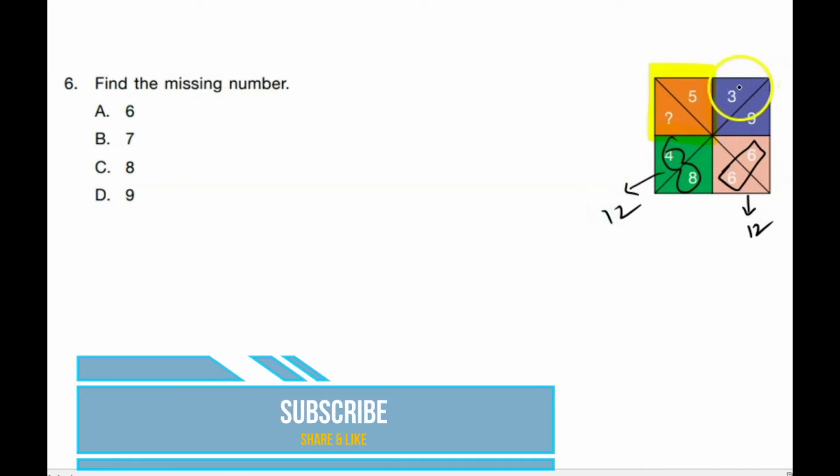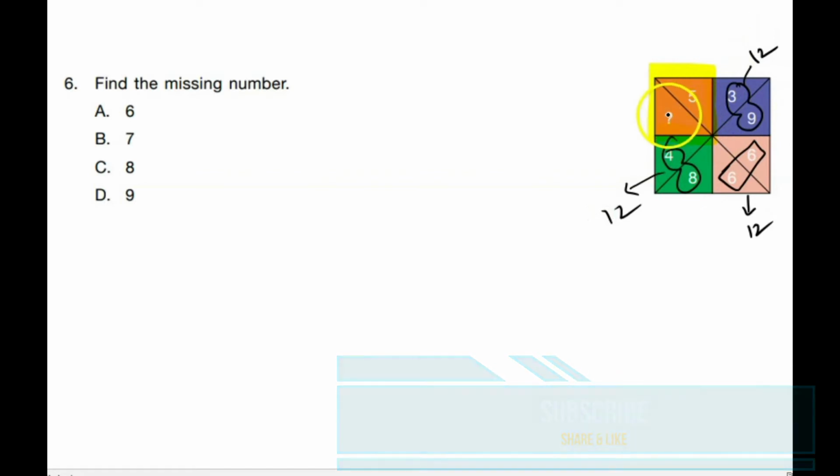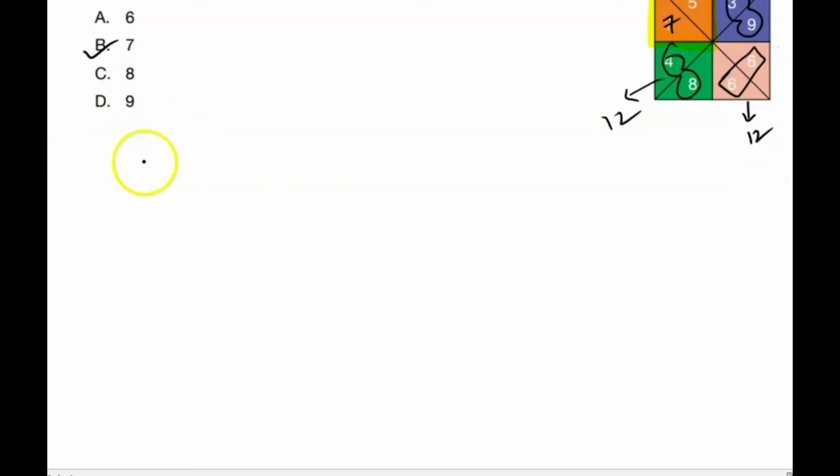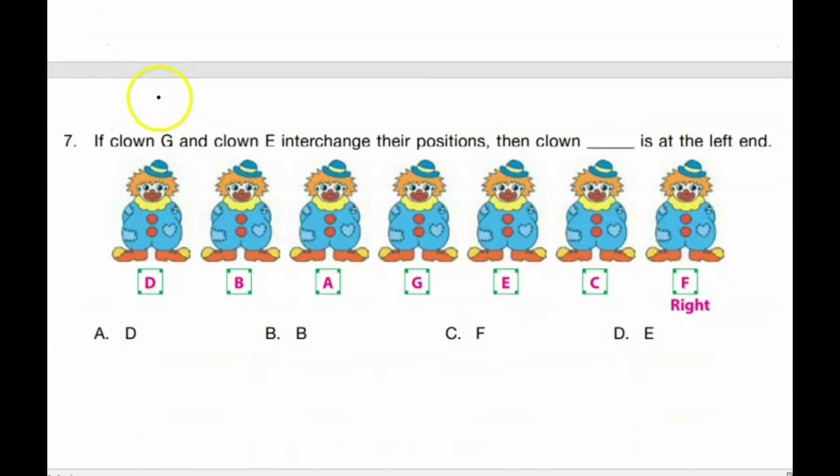6 plus 6 is 12. 8 plus 4 is 12. 9 plus 3 is 12. Then 5 plus what is 12? 5 plus 7. So option B, 7 will be the correct answer for question number 6. Now question number 7.